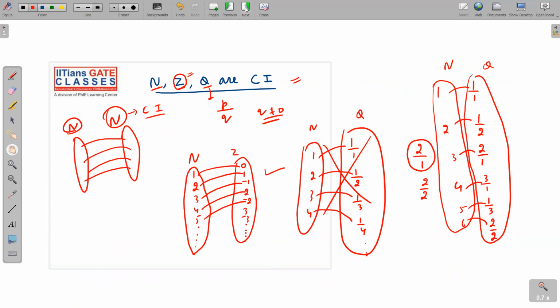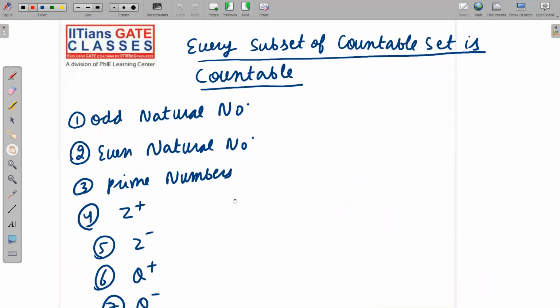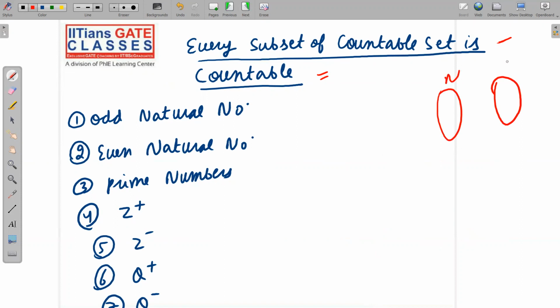Okay. So next, I'm giving you a small claim that every subset of a countable set is countable, and it's obvious also. Why? Because if the given set is countable, then I am taking a small subset of it. Okay, or I am just taking a subset of it. So obviously, if this big set has one-to-one correspondence with the natural number set.